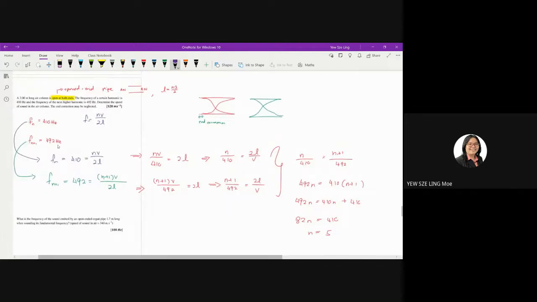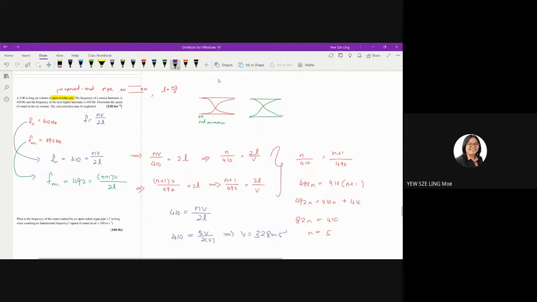Okay, so 410 equals NV over 2L. This is what we have right now. Given the length is 2 meters long, therefore 410 is equal to 5V over 2 times 2. Rearrange the equation. V is then equal to 328 meters per second. So that is how you solve it.